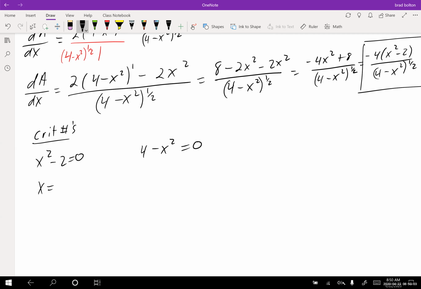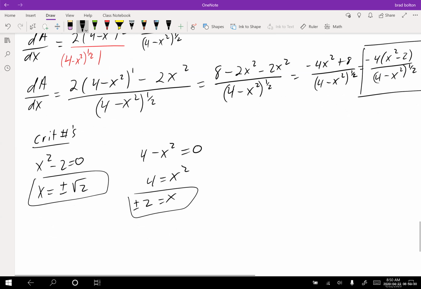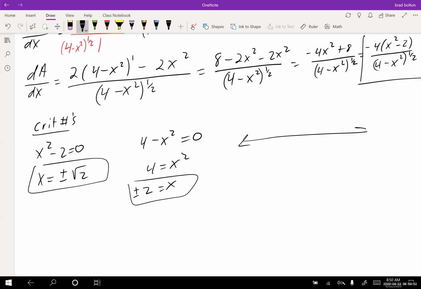So this will be x equals plus or minus the square root of 2. And this will be 4 equals x squared. So then plus or minus 2 equals x. So we have our 4 possible critical numbers. But we have to be a little bit careful with this now, because some of these may not be acceptable in the domain, just like in all the previous problems. Okay, so I want to draw my sign chart, but I want to make sure that I'm not using a bunch of numbers that I can't even work with in the first place.